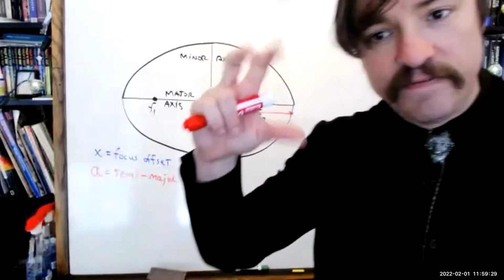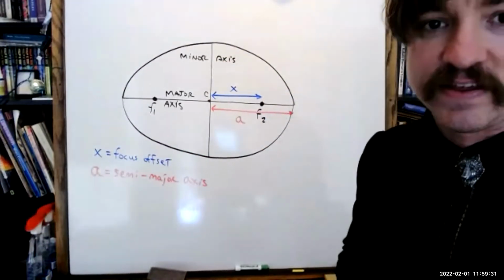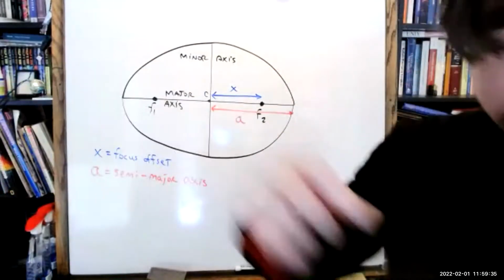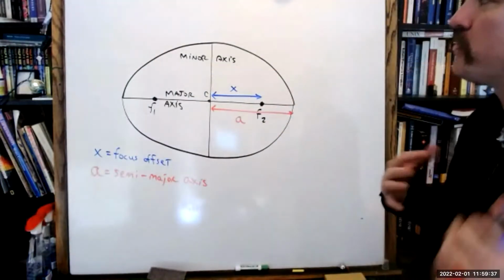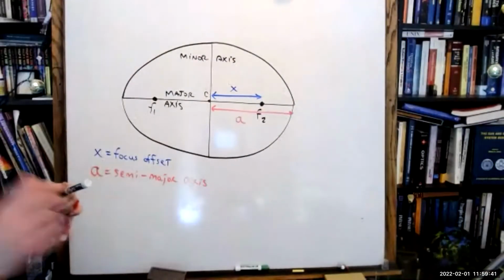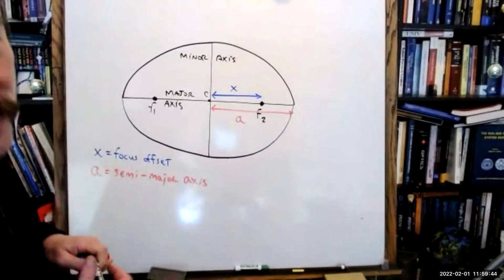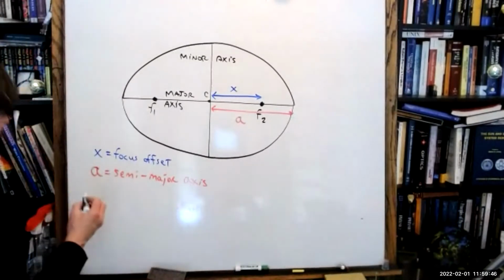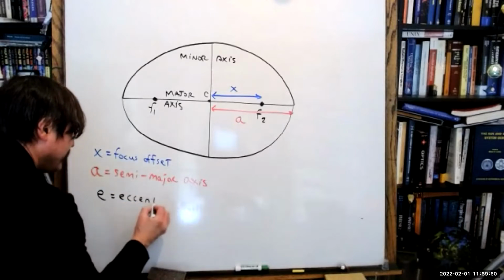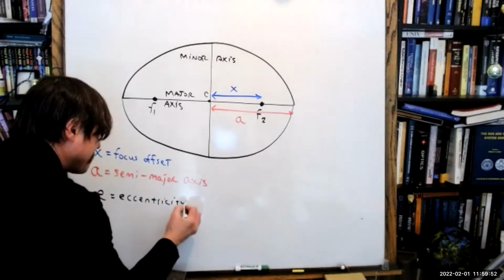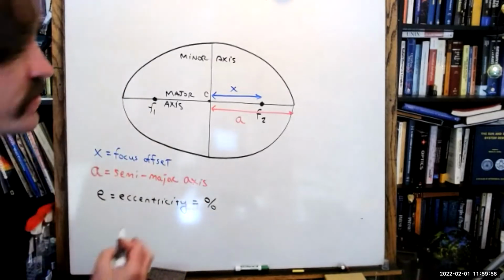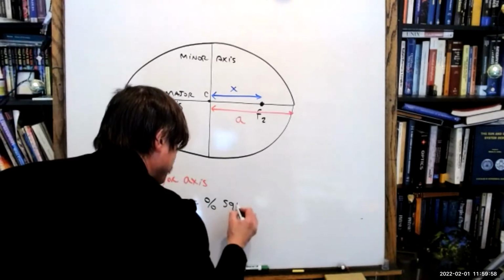Ellipses can have a varying degree of squishiness. They can go from perfectly circular all the way to practically cigar-shaped. And the parameter which measures this is called the eccentricity. This is one of the reasons we had to do this before we gave you Kepler's laws. Let's let the letter E stand for eccentricity. Eccentricity is the percent squishiness of the ellipse.